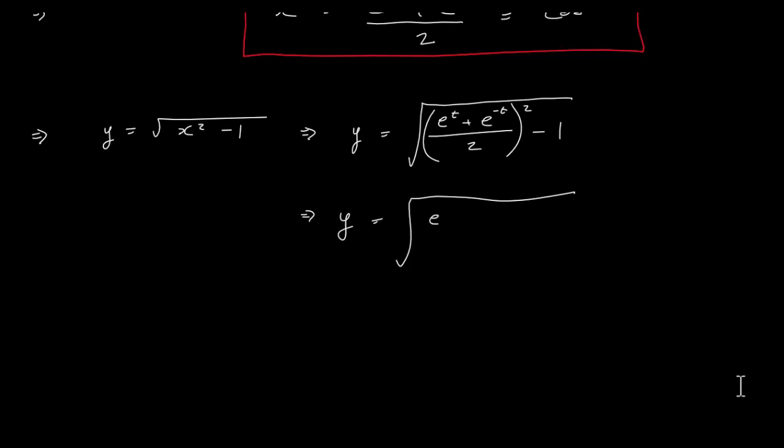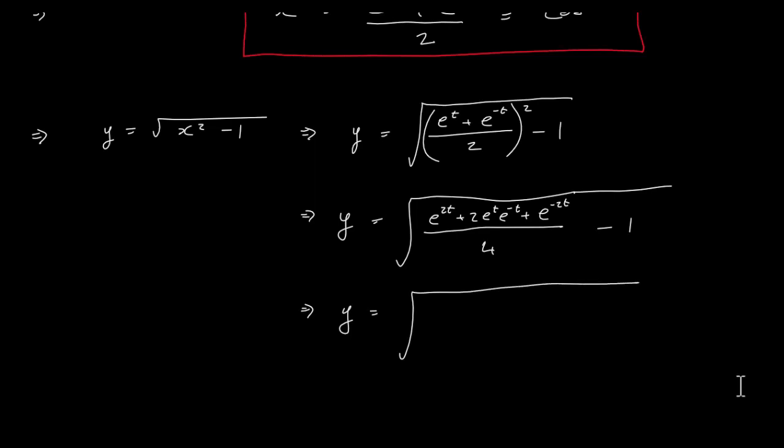So we get e to the power of 2t plus 2 e to the power of t e to the power minus t plus e to the power minus 2t. That's going to be all over 4. And then we've got to subtract 1. Next thing we're going to do is just add those two fractions. Just turn all that into one fraction. So it's going to be all over 4.